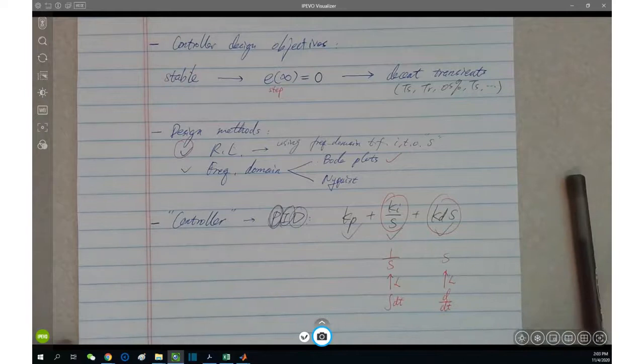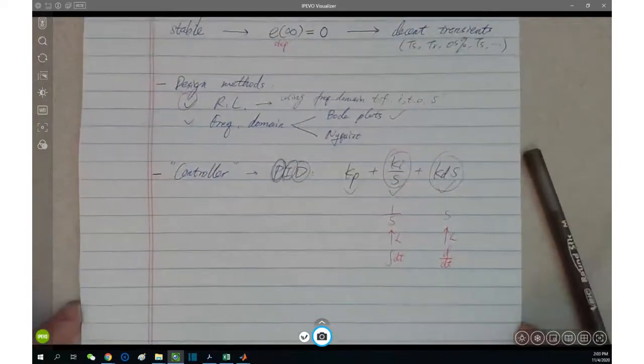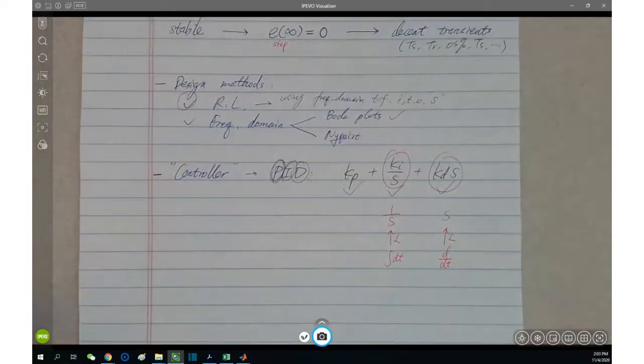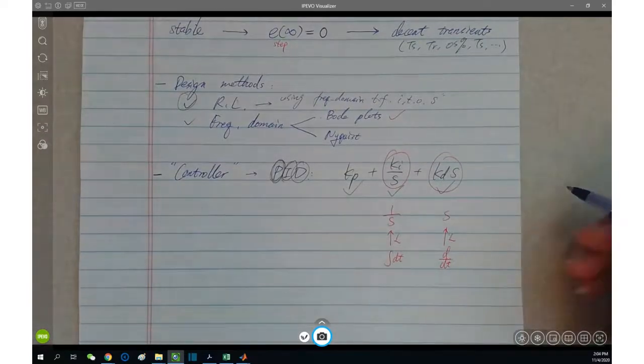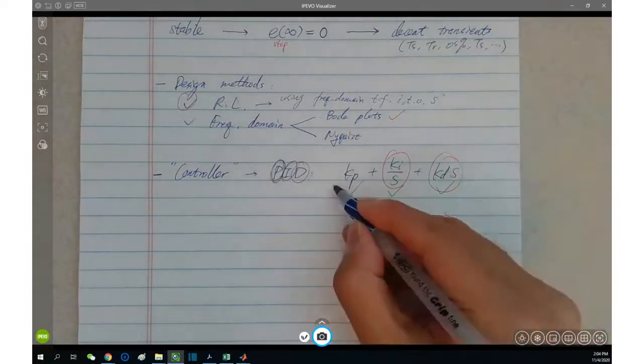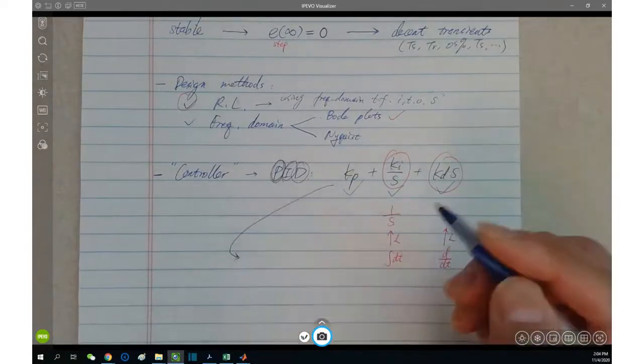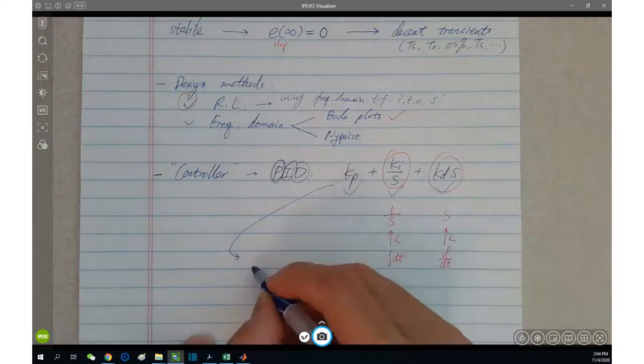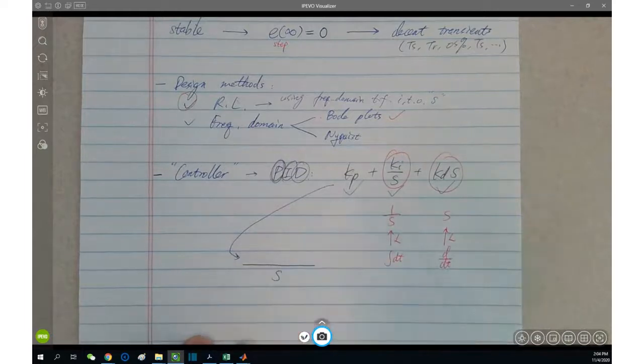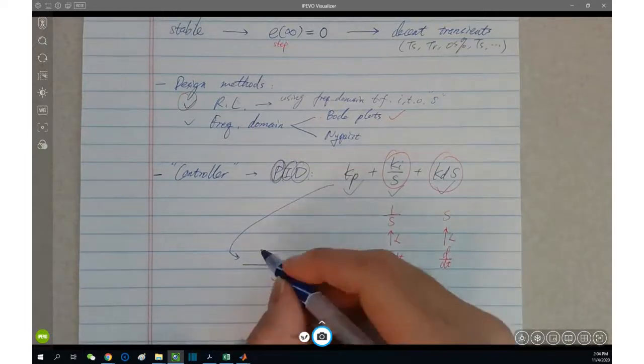Any questions? All right, then let's see this. So this can further be organized into such a format, right?